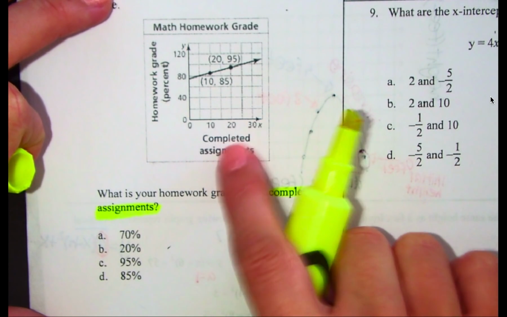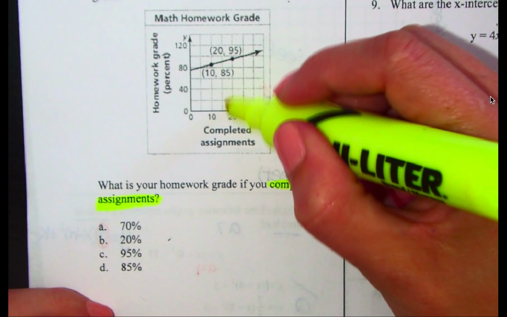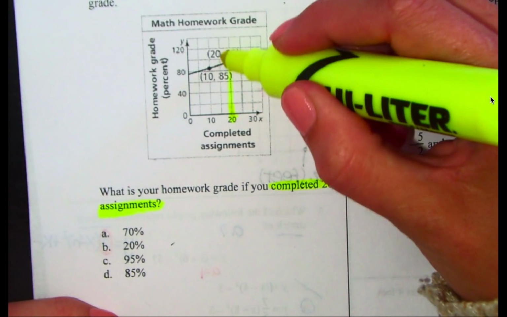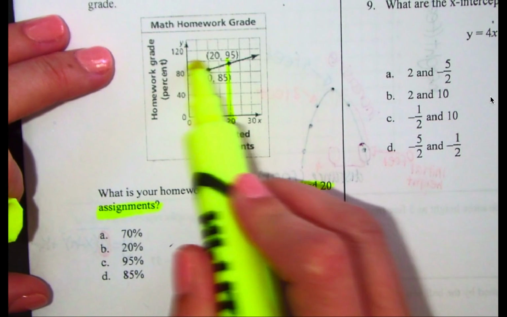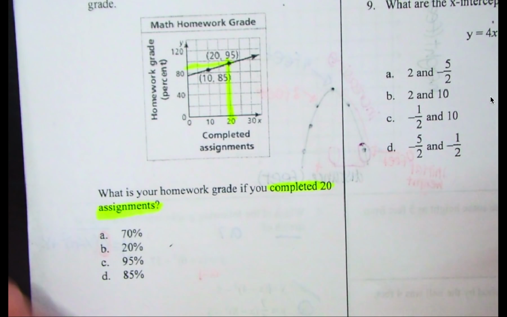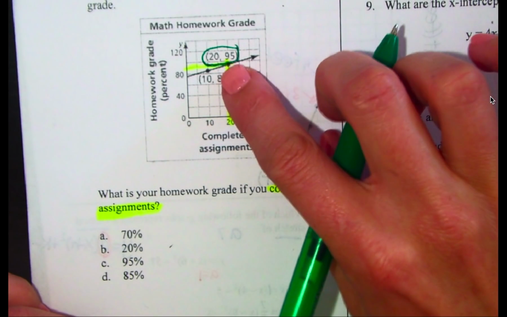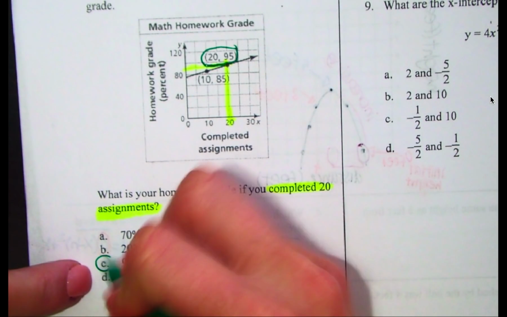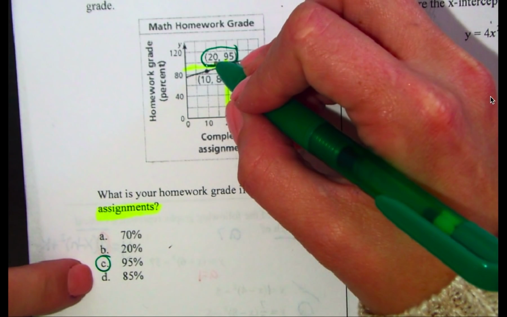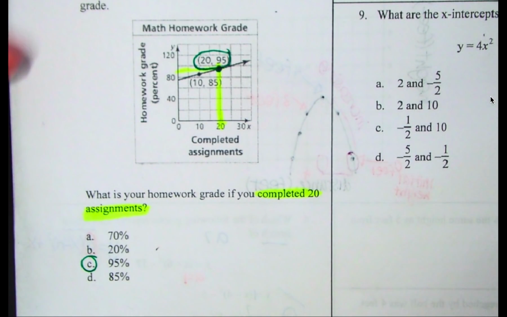The completed assignments are on the x-axis. So what I'm going to do is go to 20, and then figure out where that is going to be for my homework grade. They actually have an ordered pair there already for us. So for 20 completed assignments, your percentage is going to be 95%, because that lies right here on my line at 20, 95. So just reading the graph on that question.